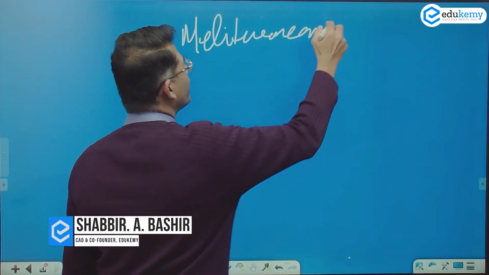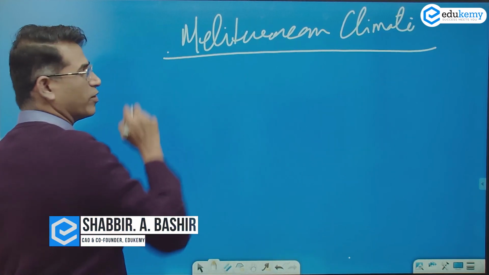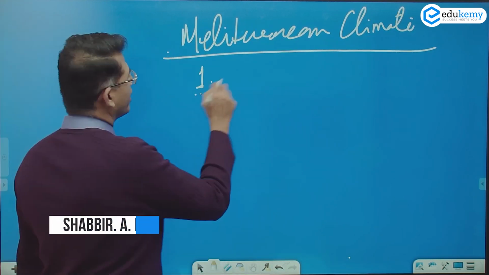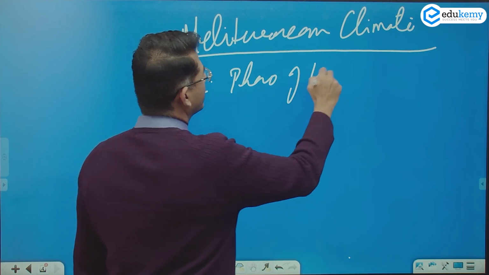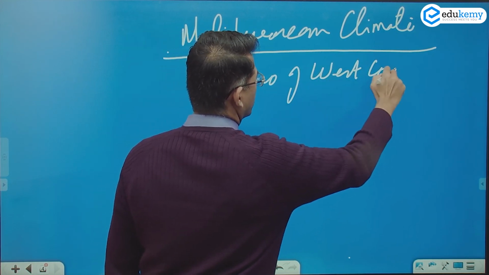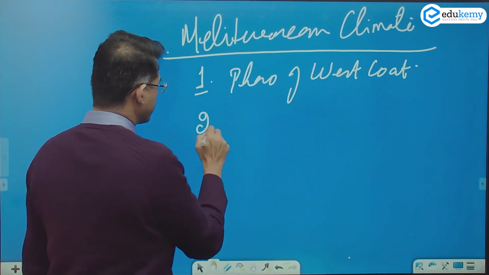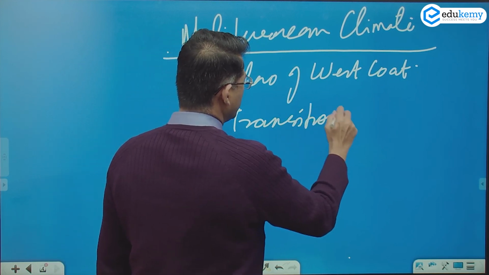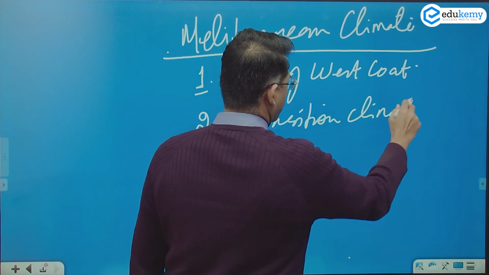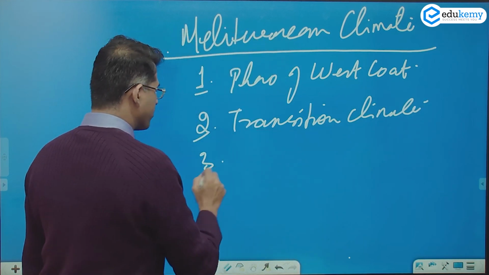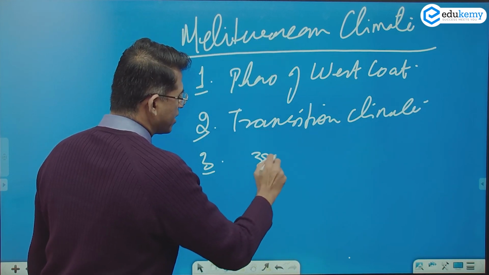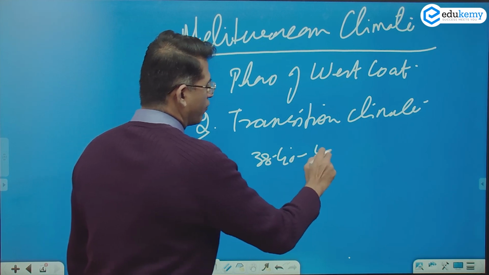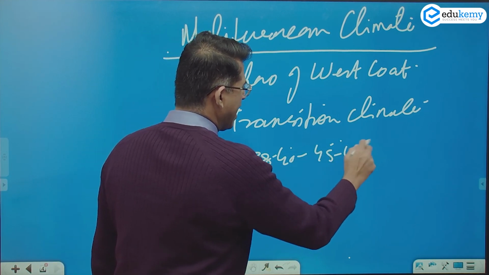Mediterranean type of climate. So I said 3-4 things on this. Okay, number one, it's a phenomena of the west coast. This is a type of transition climate. It is best for, I said 38, 40 degrees, 45 degrees, 48 degrees.